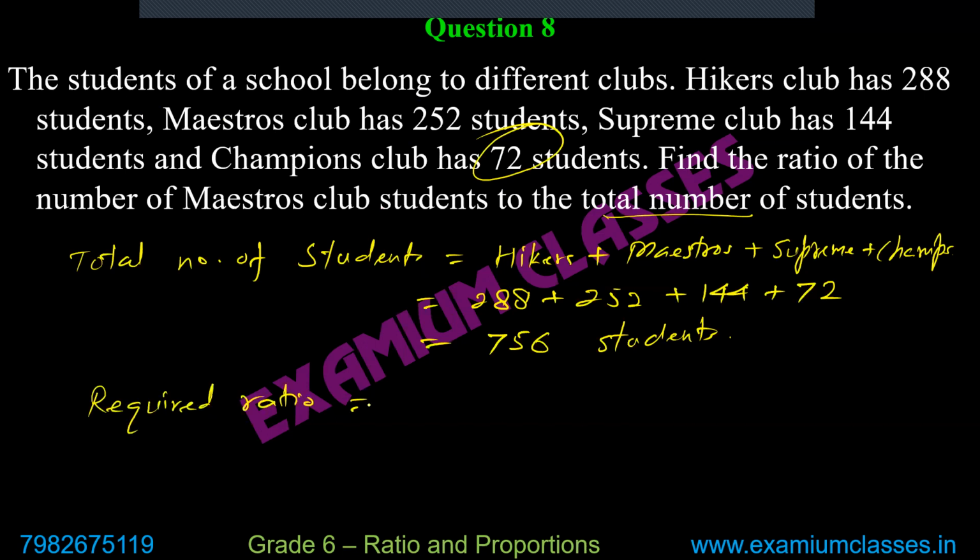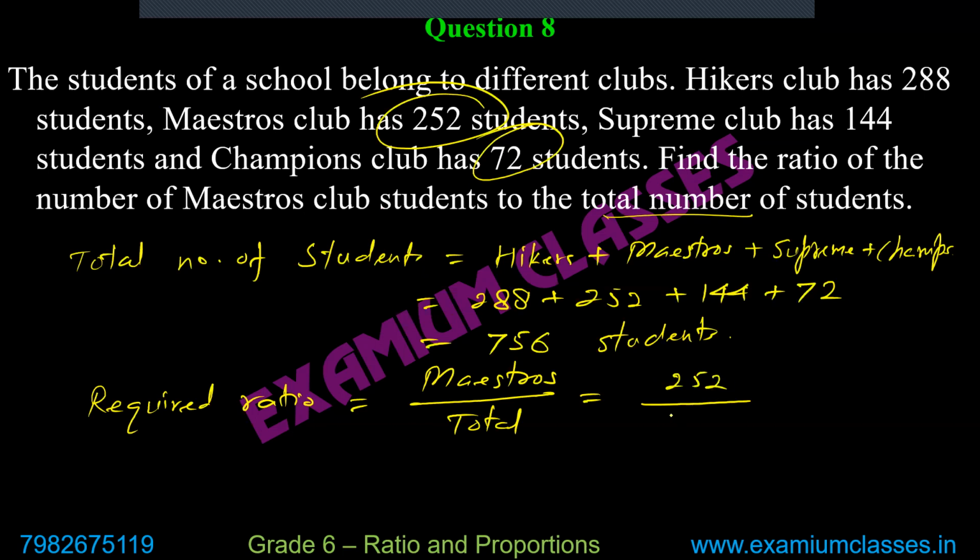The required ratio is Maestros divided by the total number of students. Maestros we have 252 divided by 756. Now the sum is divisible by 9, because 2 plus 5 plus 2 is 9, and here also it is 7 plus 5, 12 plus 6, 18. It means both will be divisible by 9.